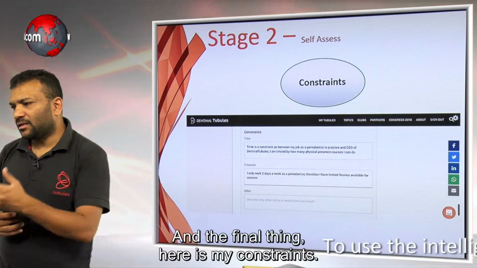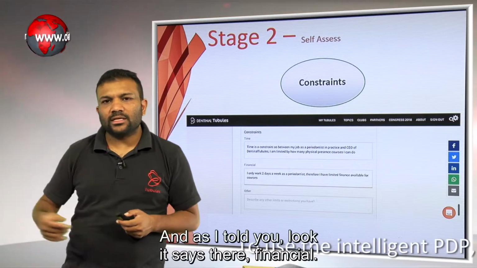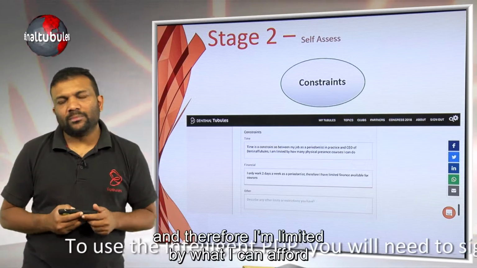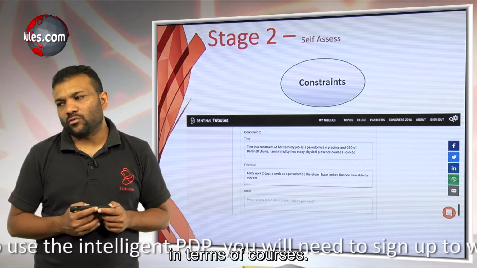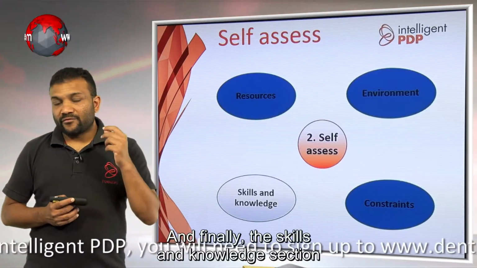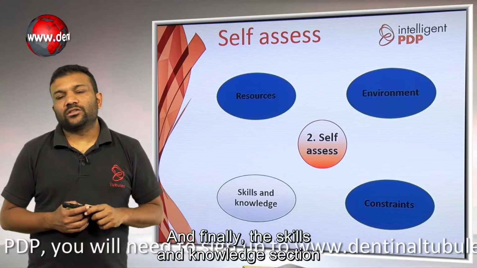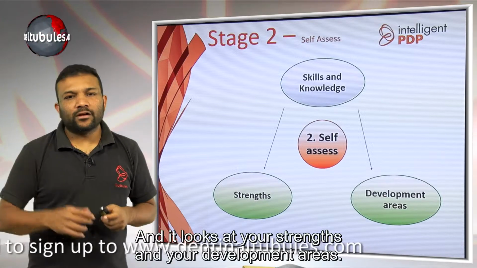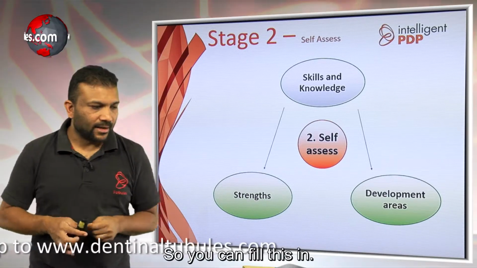And the final thing, here's my constraints. And as I told you, look, it says there financial. I only work 2 days a week. And therefore I'm limited by what I can afford in terms of courses. And finally, the skills and knowledge section on the Tubules PDP. It looks at your strengths and your development areas. So you can fill this in.